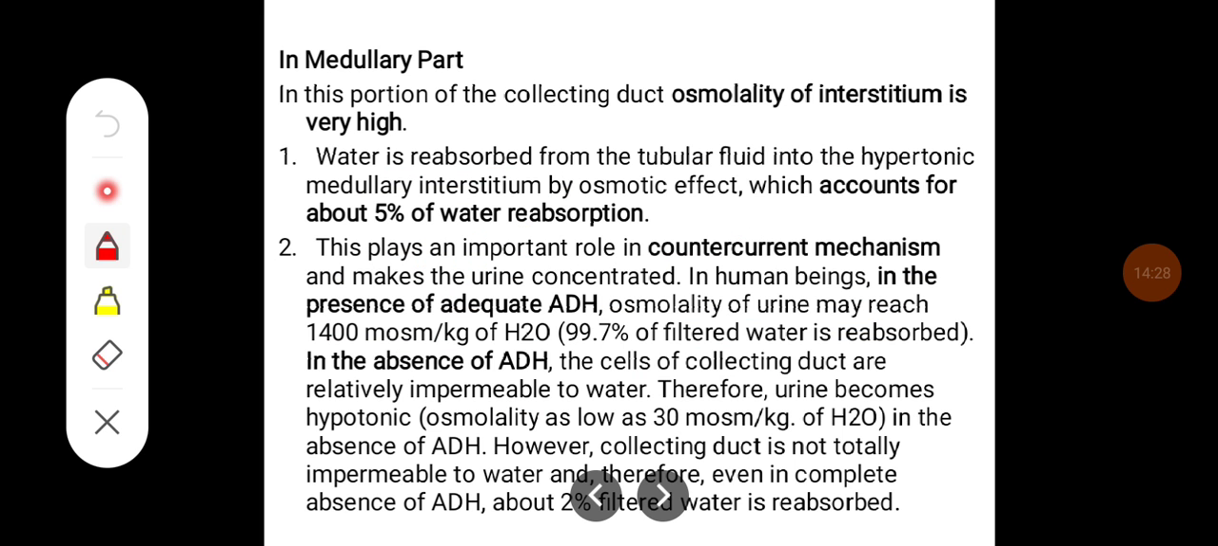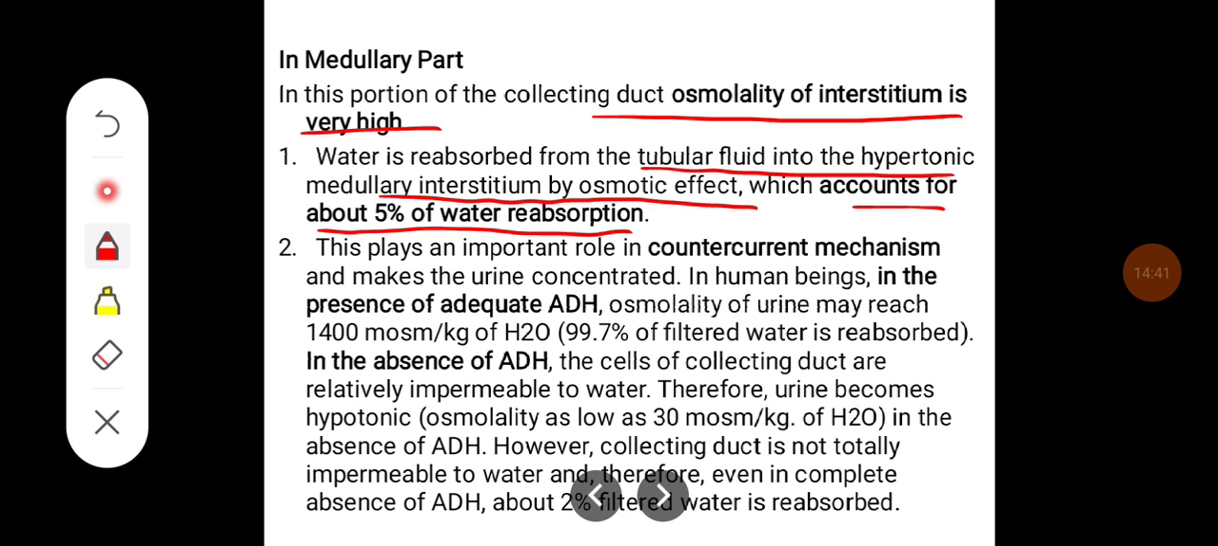In the medullary part of the collecting duct, the osmolality of the interstitium is very high. The water is reabsorbed from tubular fluid into the hypertonic medullary interstitium by osmotic effect, which accounts for about 5% of the water reabsorption. This plays an important role in the countercurrent mechanism, and makes the urine concentrated. In human beings, in the presence of adequate ADH, osmolality of the urine may reach 1400 milliosmoles per liter.